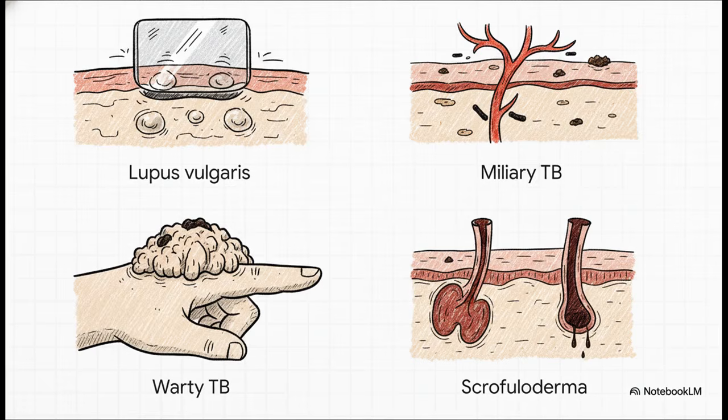Then there's warty TB or TB verrucosa cutis. This is famously known as the anatomist wart. It happens when someone with prior immunity gets directly inoculated. Think physicians or pathologists handling infected tissue. Finally, scrofuloderma. This happens from the direct extension of TB bacilli from an underlying infected lymph node or bone, pushing up to form a firm nodule that eventually ulcerates into a draining sinus. The way it presents is entirely dictated by the host's immune status and how the bacteria got in.